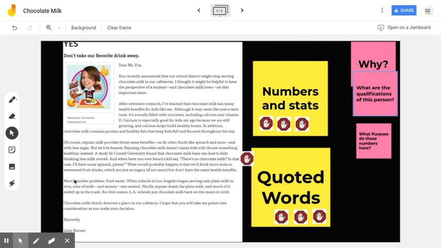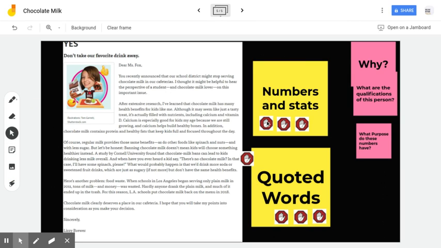All right, we're going to keep reading. I'll have some spinach, please. What would probably happen is that we drink more soda or sweetened fruit drinks, which are just as sugary, if not more, but don't have the same health benefits. Here's another problem: food waste. When schools in Los Angeles began serving only plain milk in 2011, tons of milk and money was wasted. Hardly anyone drank the plain milk, and much of it ended up in the trash. For this reason, LA schools put chocolate milk back on the menu in 2018.